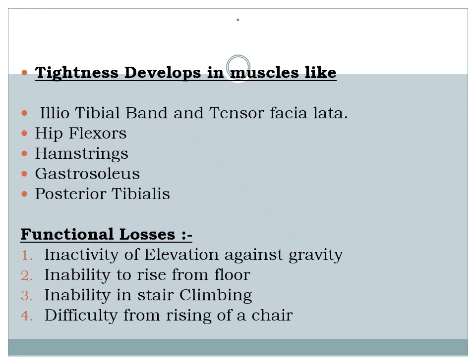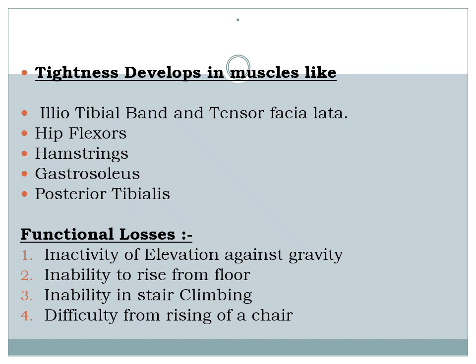The developing tightness affects muscles like the iliotibial band, tensor fasciae latae, hamstrings, gastrosoleus, and posterior tibialis. Functional losses include inability to elevate against gravity, and inability to rise from the floor.